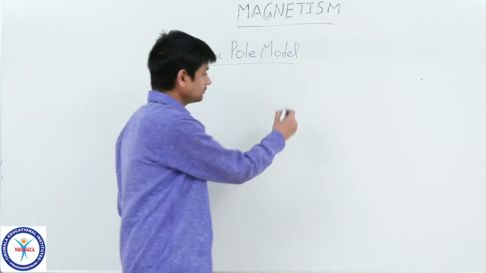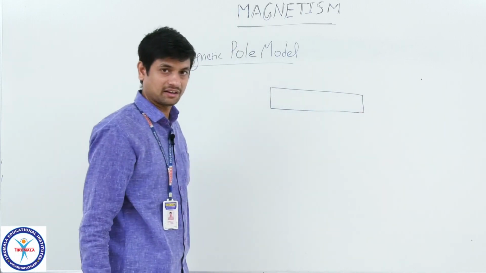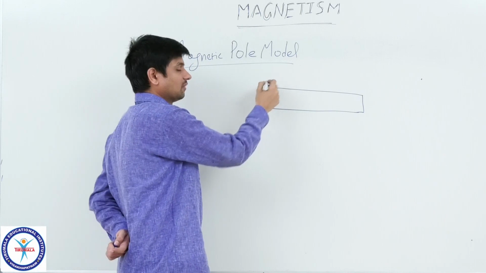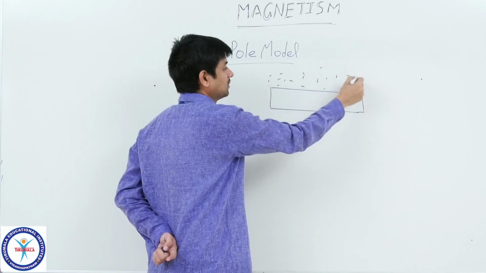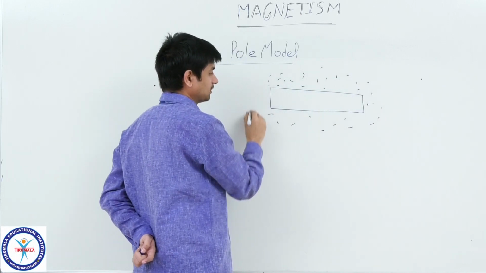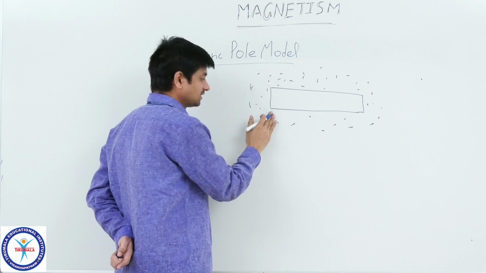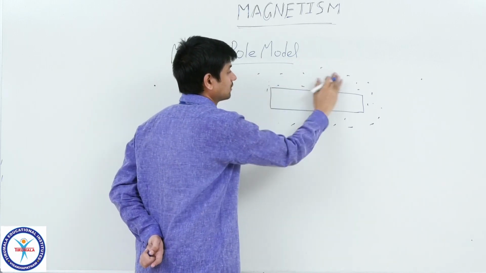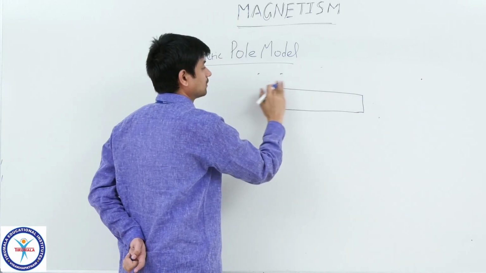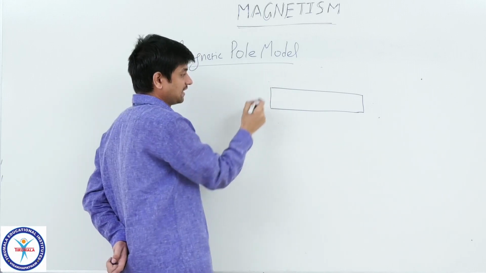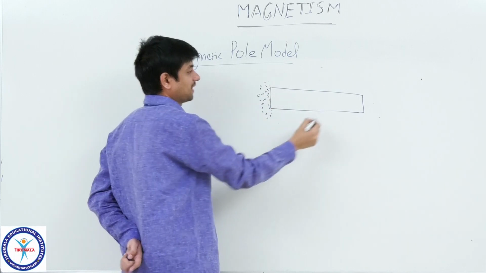Pole model means here I am taking one bar magnet. When you pour some iron filings around this bar magnet, so what happens? You pour so many iron filings around this bar magnet. Okay. So, if you observe these iron filings, most of them will be concentrated at the edges of this bar magnet.